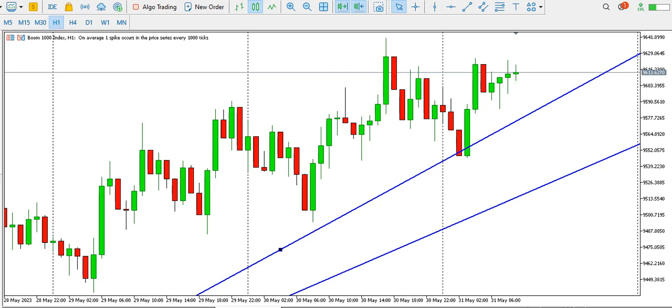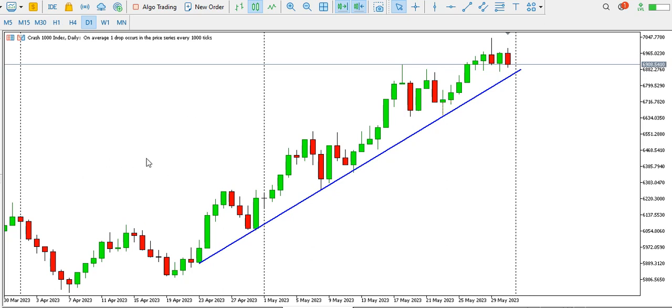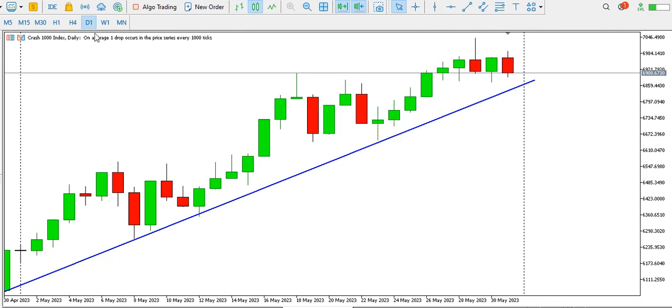All right, let's take a look at crash 1000 index. Crash 1000 index on the daily time frame is also bullish as price continues to register a low here, high, higher low, higher high, higher low, higher high, higher low, higher high. So higher highs, higher lows, as typical of a bullish trend. So price is still bullish on the daily time frame.